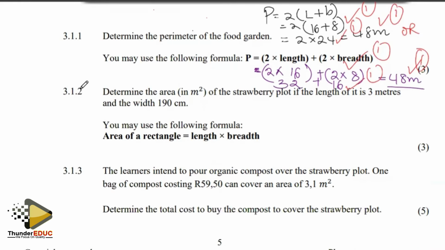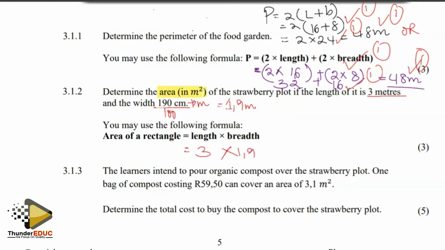Okay. 3.1.2, determine the area in meters squared of a strawberry plot. Remember, take note of this, area in meters squared. So make sure that all the units that you're dealing with have meters. So we have 3 meters, we have 190 centimeters. That means the 190 centimeters has to change to meters, whereby centimeters to meters, we divide by 100. So you end up having 1.9 meters. So you're good to go. Everything is in meters. Now substitute in the formula. The length is 3 and the breadth is 1.9.